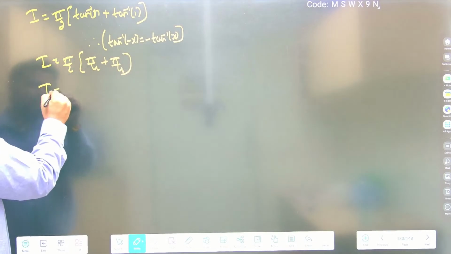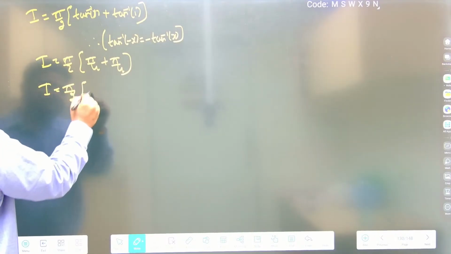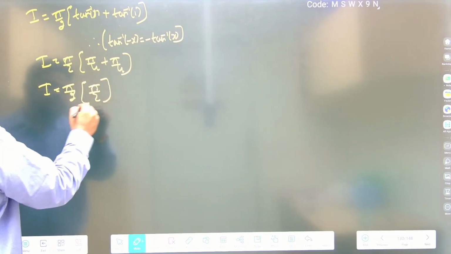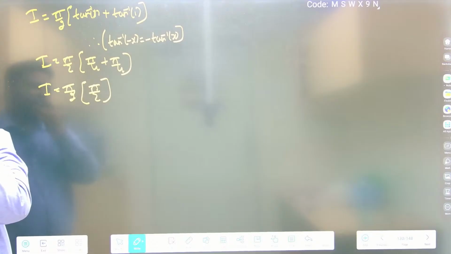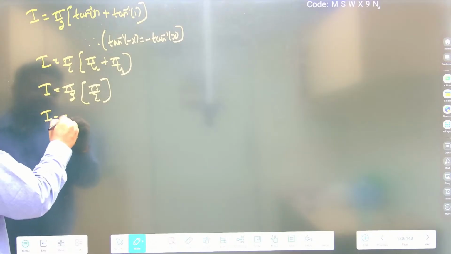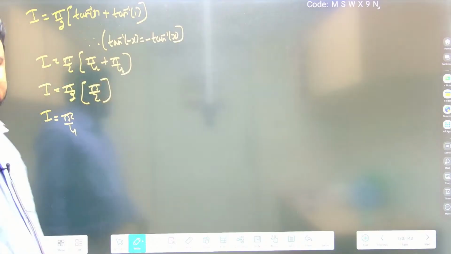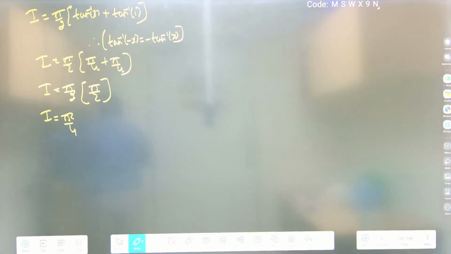So I is equal to pi by 2 into pi by 4 plus pi by 4, which is pi by 2. So pi by 2 into pi by 2, and we will have pi square by 4. Just check once. We have the answer as pi square by 4.